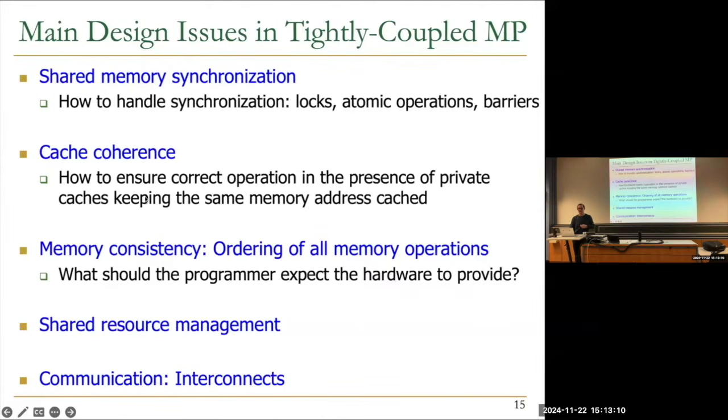We're going to talk about some of the implications of it. Cache coherence becomes important. You need to ensure correct operation in the presence of private caches, keeping the same memory address cached. We're going to talk a lot about that next week. Memory consistency, ordering of all memory operations, is important. What should the programmer expect that the hardware provides in terms of ordering? We're going to talk about that, probably not today, given that we're going slowly.